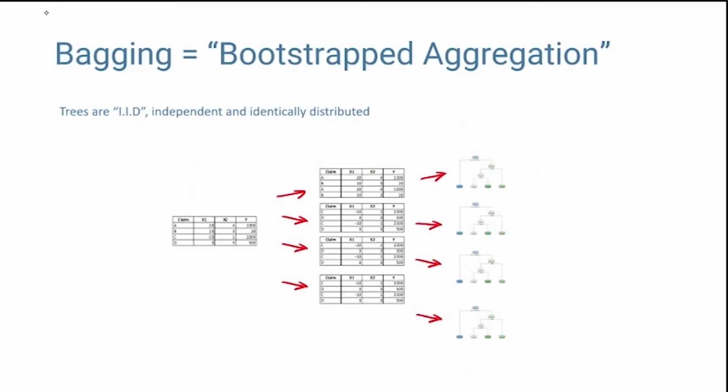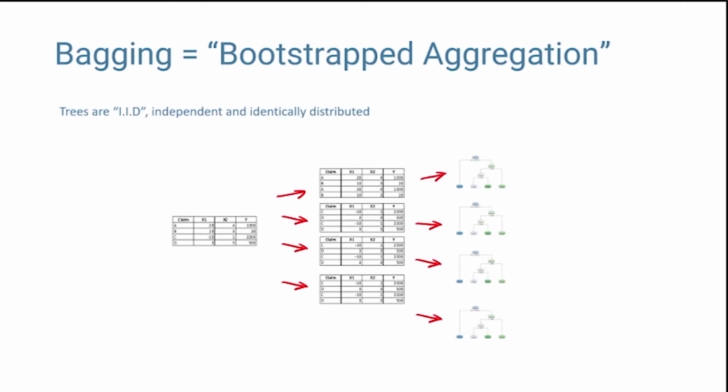So each of your trees is fit on a different bootstrapped sample of the data. What this does is it causes your trees to be somewhat independent of each other. You can think of this as IID, or independent and identically distributed. Why is this the case? Well, remember that the different bootstrapped samples of the data use different observations.